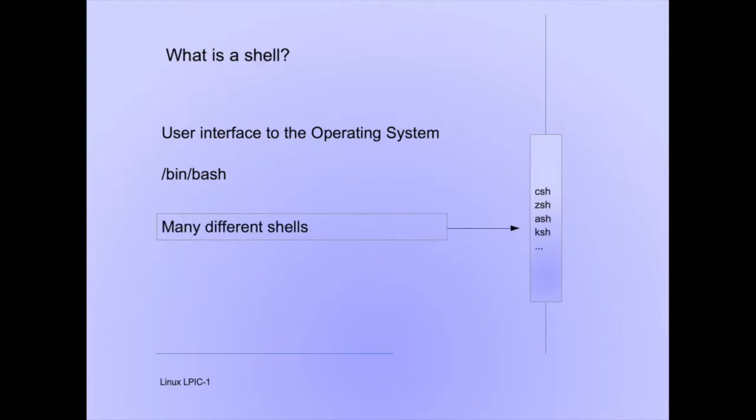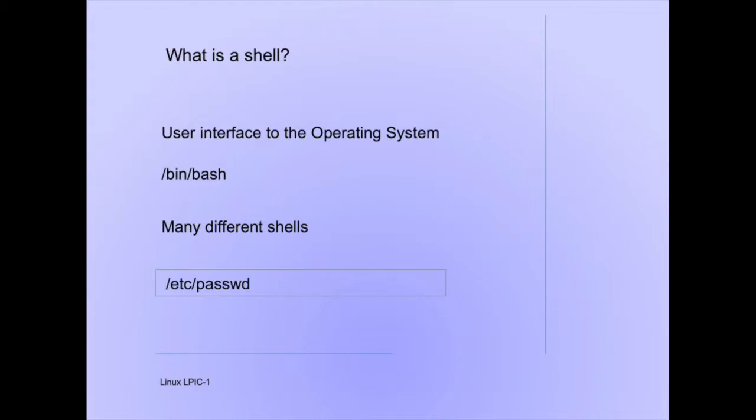Even though this Bash shell is very popular, there are many more shells you can choose from. There's the C shell, the Z shell, the Korn shell, the ASH shell or Almquist shell, and many more. Some shells are installed by default and others can be installed later. But again, the default shell in most Linux distros is the Bash shell.